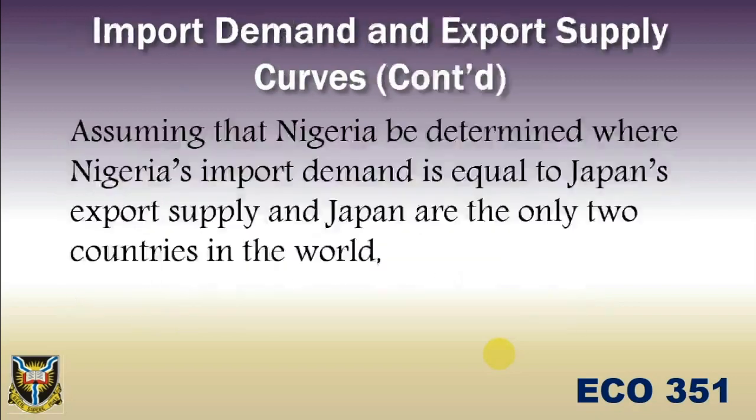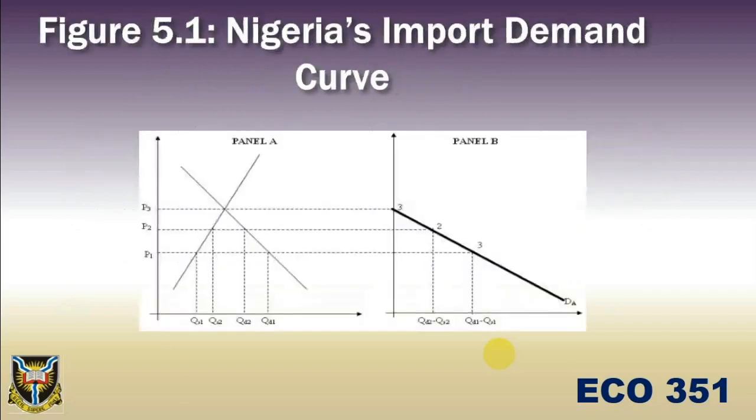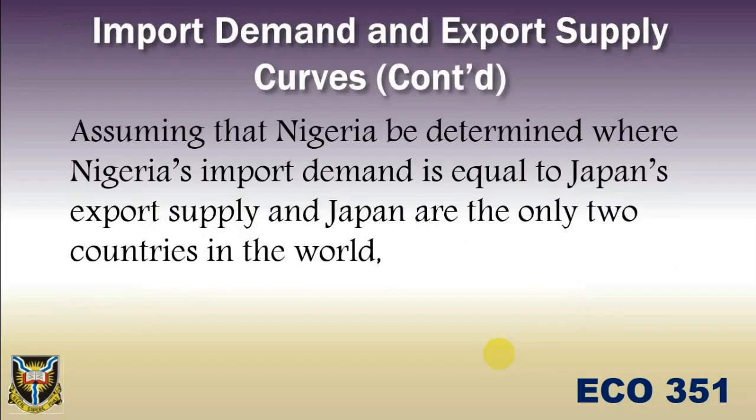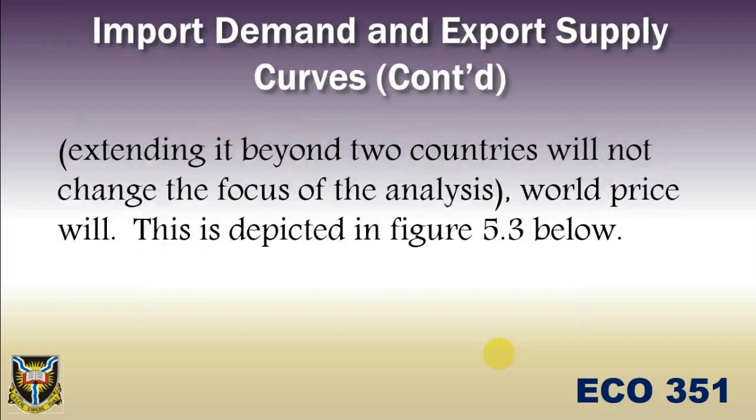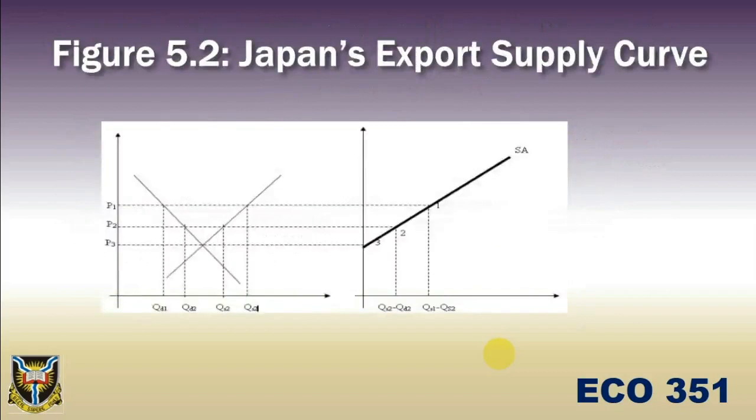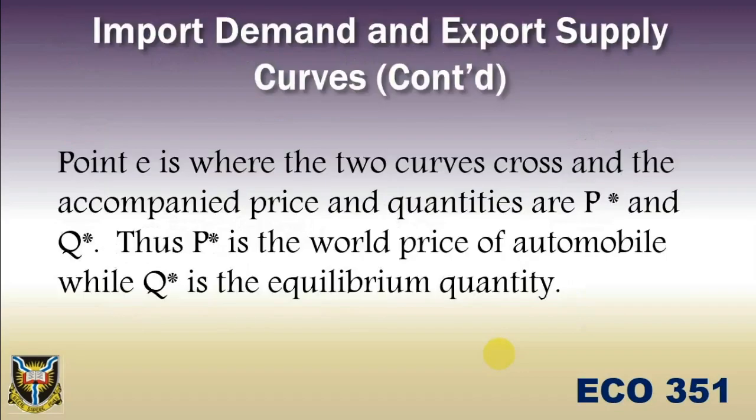Export is determined where Nigeria's import demand is equal to Japan's export supply, and if Nigeria and Japan are the only two countries in the world, the world price will be determined there. This is depicted in figure 5.3 below. Let us assume Nigeria's demand for automobile be depicted by DN and Nigeria's supply of automobile be SN. Also, let Japan's demand and supply be DJ and SJ respectively.